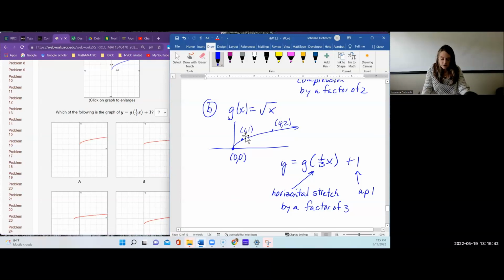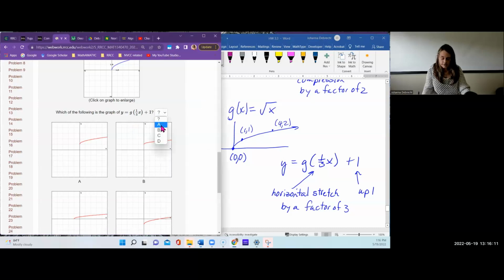What would have happened to my points? 1, 1 would have shifted up 1, so the 1 would have gone to 2, but the x coordinate would have been multiplied by 3, so it would have been 3, 2. Coming to the right, 1, 2, 3, and shifting up 2 tells me that graph A is correct. Graph B, on the other hand, shifting right 3, up 2, misses the mark. It's got to be graph A.